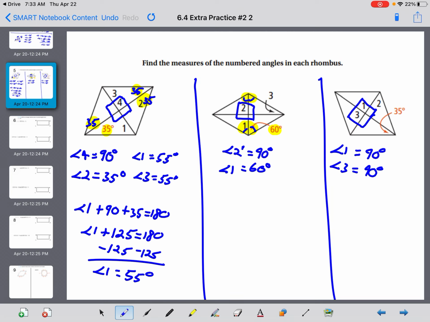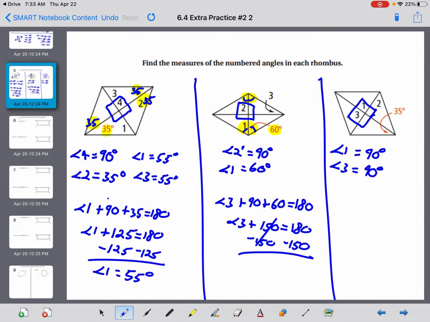All right. Then to solve for angle 3, you're going to add that 90 degrees from the center. You're going to add 60, and you're going to set it equal to 180. Angle 3 plus 150 equals 180. Subtract 150 on both sides, and angle 3 equals 30 degrees.